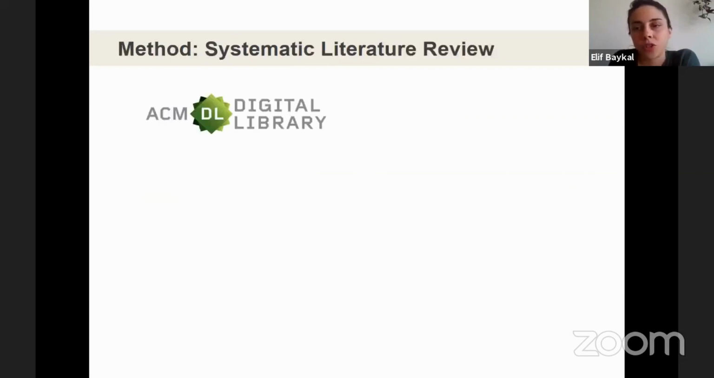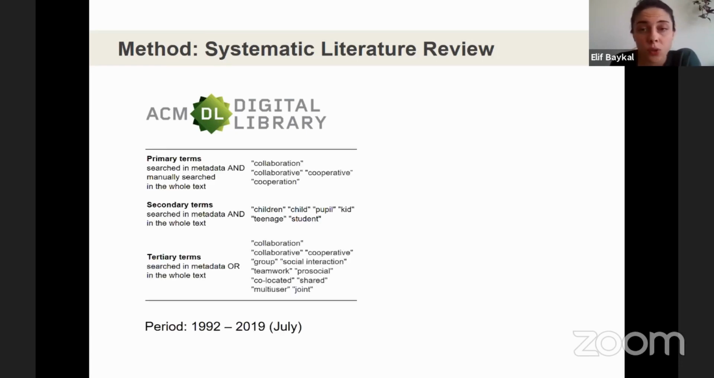For the systematic literature review, we used ACM Digital Library as the database, which contains a comprehensive archive for interdisciplinary HCI-related publications, including journals, magazines, and conference proceedings. And we used a combination of keywords, having collaboration and cooperation as the primary terms in the metadata and terms related to child as secondary in the metadata or in the body text of the paper. We looked at all the papers from 1992 to 2019. So the first search query resulted in 310 papers.